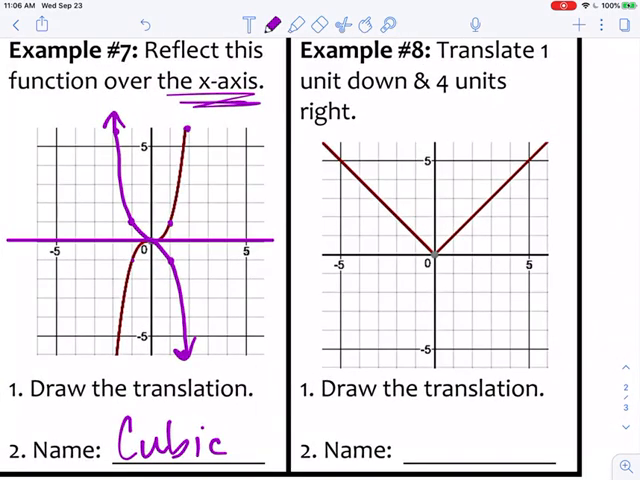And our last example for today, we want to translate 1 unit down and 4 units right. So I'm going to take this vertex and go 1 down and 4 right. And I'm going to replace our vertex there. Okay, and then we can look here and see that our first slope is just up 1 over 1. And now we can draw that brand new absolute value graph.